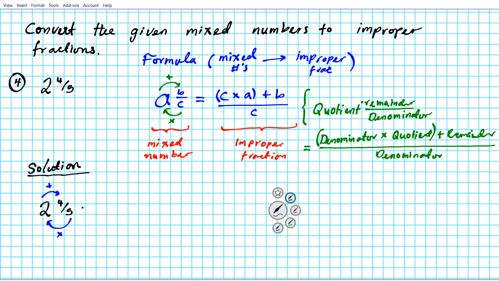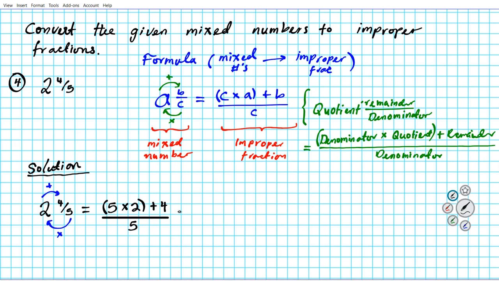So that's going to give us 5, the denominator, times the whole number 2, and we're going to add 4, the remainder to it. That divided by the denominator, which is 5. Okay, so following our order of operations, please excuse my dear Aunt Sally. Remember, you multiply first before you add, okay?